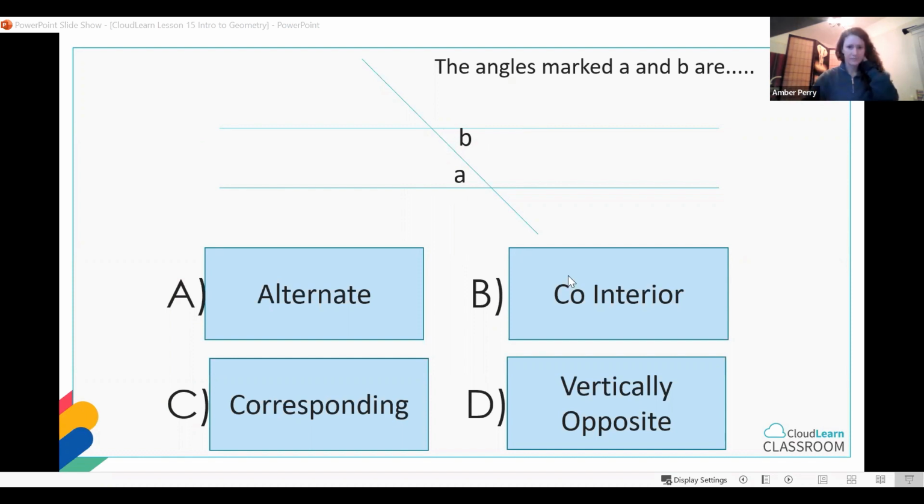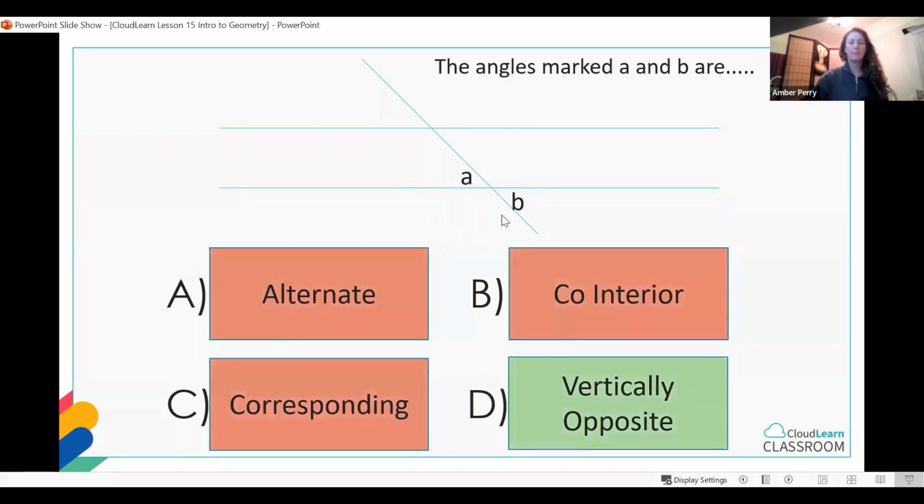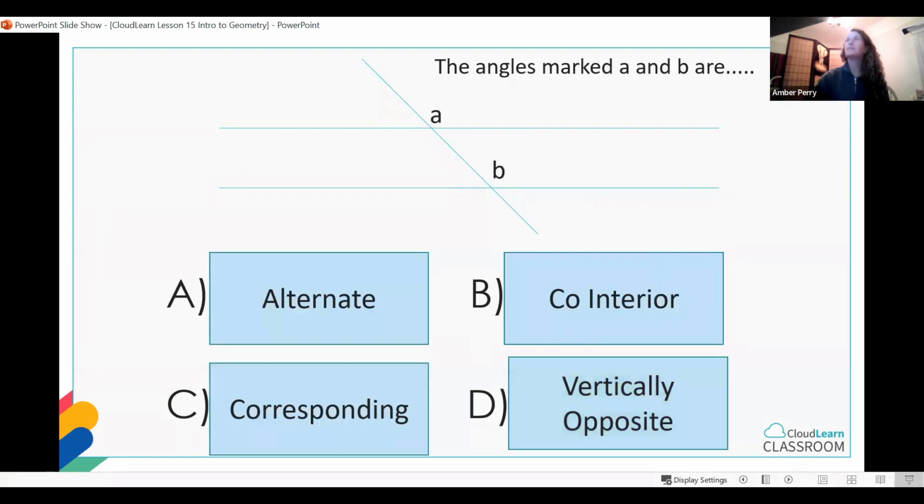Ooh, computer's just freezing on me a second. There we go. And it's all back. Oh, I've given you the answer. I'm sorry. There we go. That was the vertically opposite one. You can see that they are directly opposite each other. Apologies. Here's another one. I won't give you the answer for that.